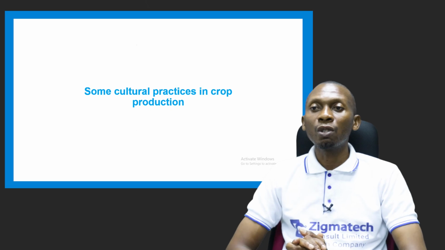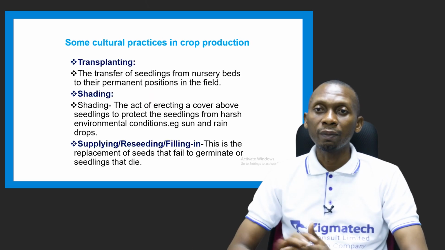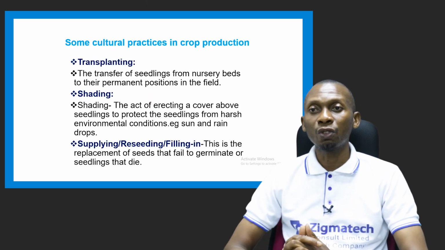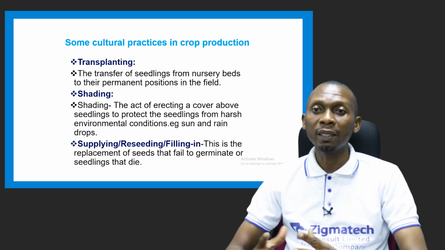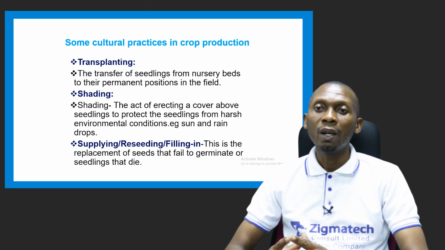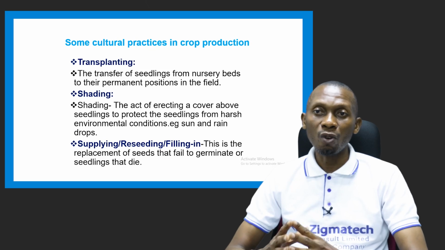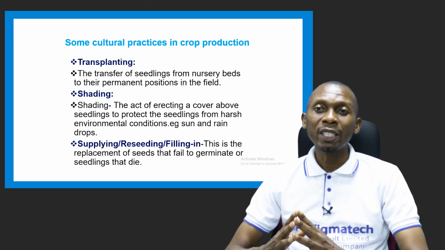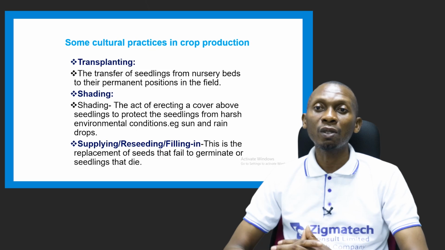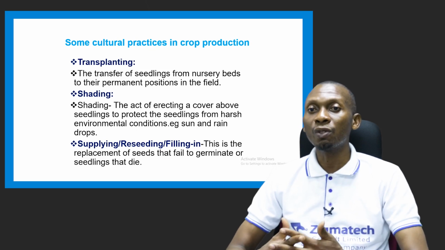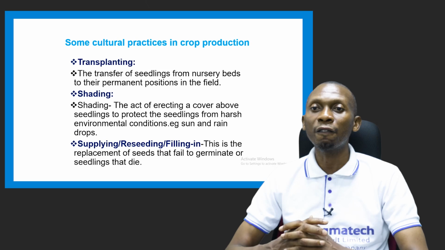Now let's take a look at some cultural practices in crop production. When we talk about cultural practices, these are certain activities that are carried out while cultivating crops. We have what is called transplanting. This refers to the transfer of seedlings from nursery beds to their permanent position in the field.